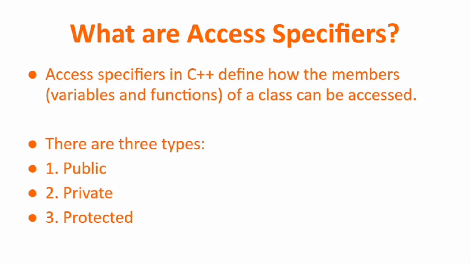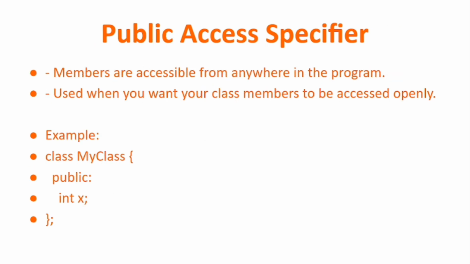These three types of access specifiers have different purposes. Let's break them down. First, the public access specifier. A public member can be accessed from anywhere in the code, outside the class and also inside the class. It is used when you want your class members to be accessible openly. Basically, if a class member is declared public, anyone can access it: other class functions or even the main function.